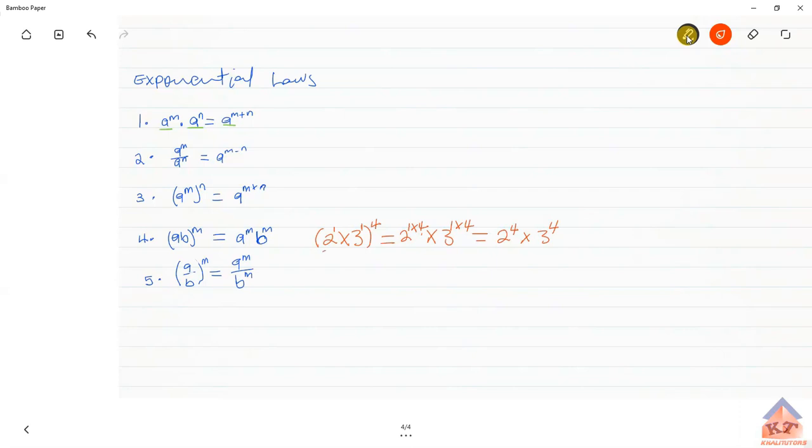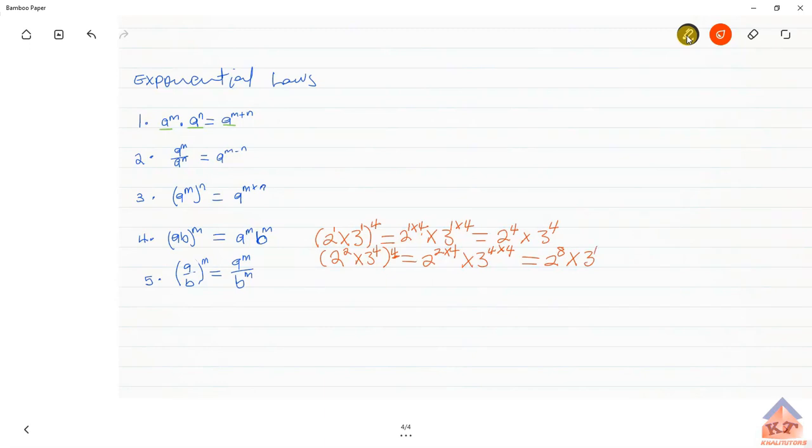You could have had a situation where you had 2 to the power 2 multiplied by 3 to the power 4, all enclosed in brackets raised to the power 4. In this case, you use the same principles. This will give us 2 to the power 2 multiplied by 4, multiplied by 3 to the power 4 multiplied by 4, and then this will give us 2 to the power 8 multiplied by 3 to the power 16.